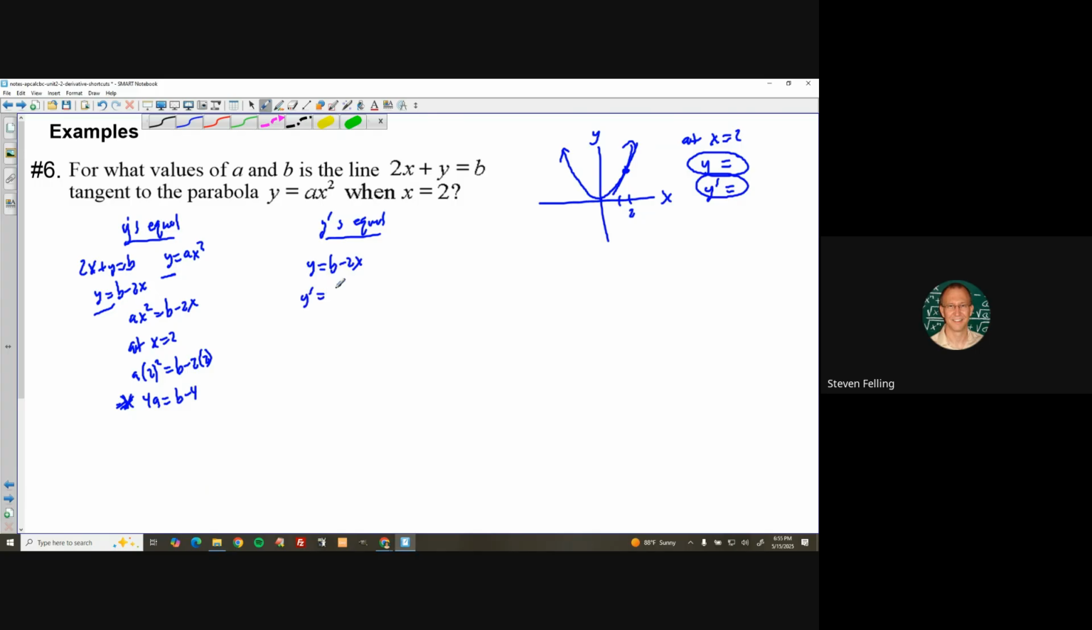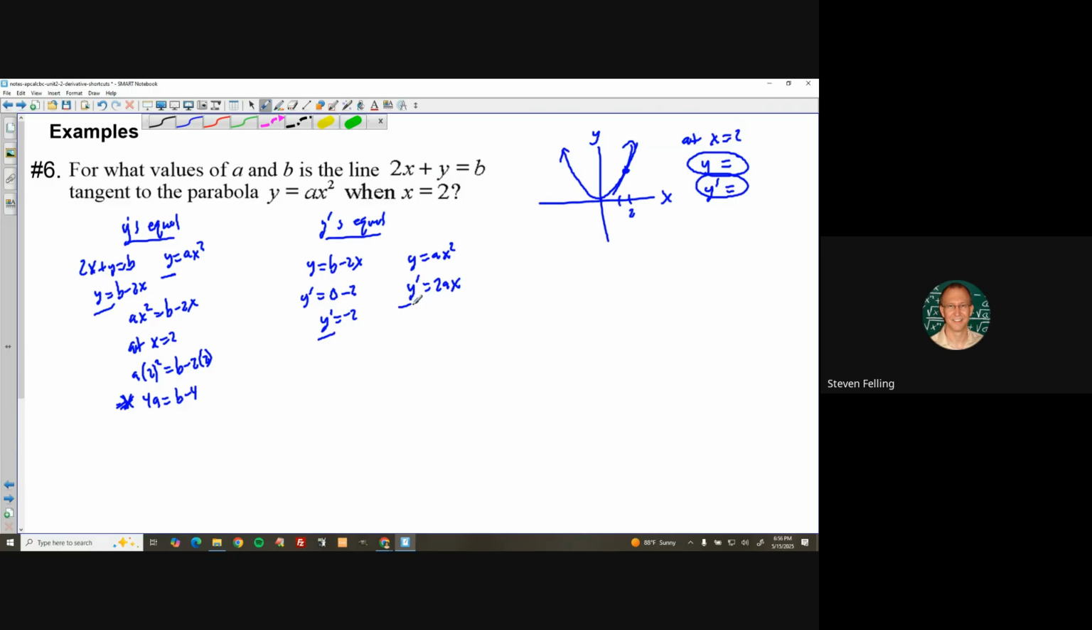That's a constant, so its derivative is 0. And this is x to the first power, so its derivative is just the slope of negative 2. So that's y prime is negative 2 for the line. For the parabola, we have y equals ax squared. And that means that the derivative is, by the power rule, we bring the 2 down here. So it's 2a times x to the 2 minus 1, which is 1.